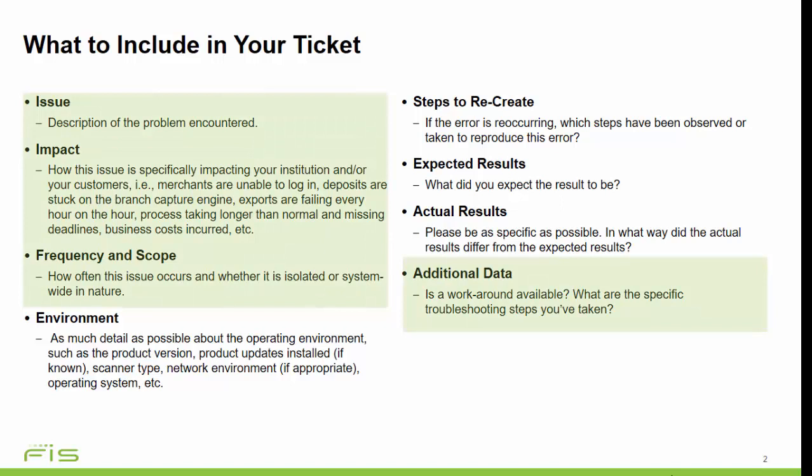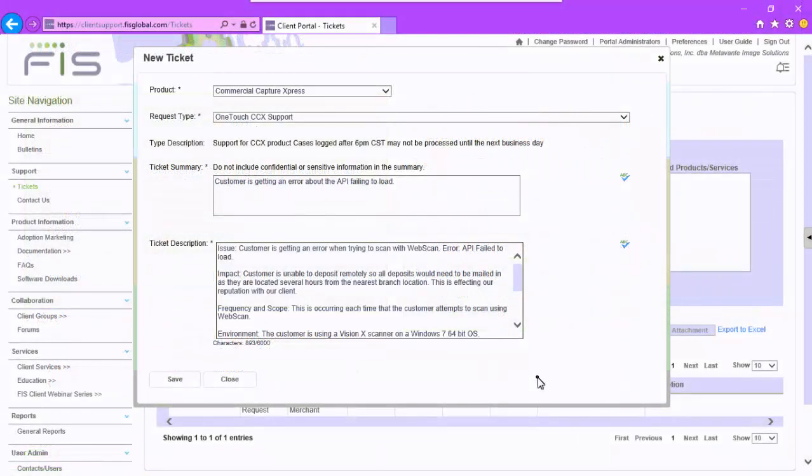In your ticket, it's important to at least include the issue, the impact, the frequency and scope, as well as any additional data. This will help to ensure that we are able to address your ticket as quickly as possible. So in our example ticket, for the issue I've listed that the customer is getting an error when trying to scan with WebScan. Error: API failed to load.